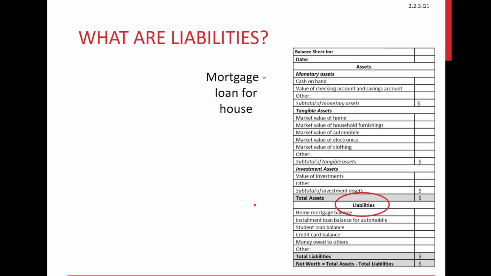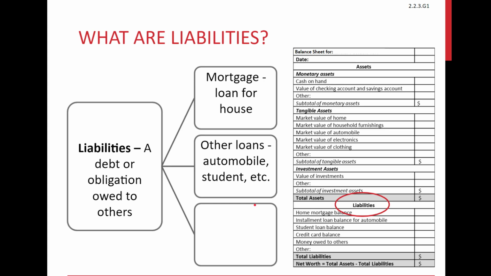So what are liabilities? This is your next major category in your balance sheet. You have assets and then you have liabilities. Liabilities are a debt or obligation owed to others. Things like a mortgage, which is a loan for a house, or other loans for a car, student loans, or the balance on your credit card, or if you borrowed money from a family member. Those are all things that are liabilities.